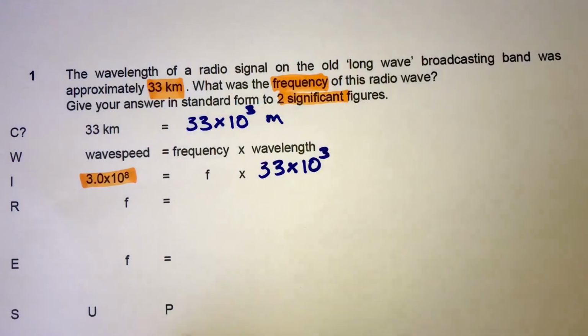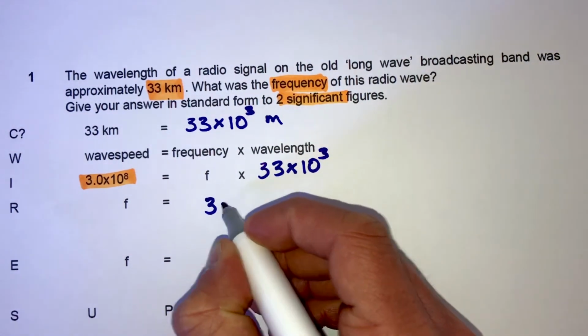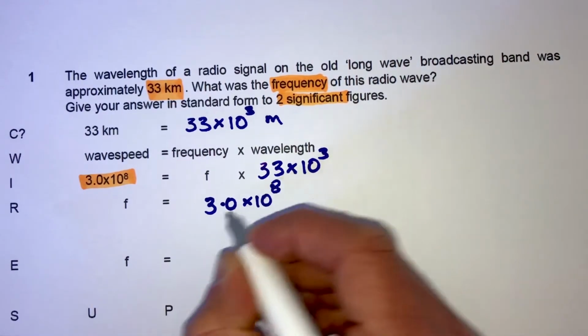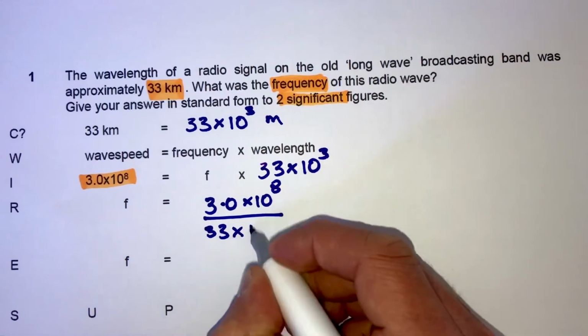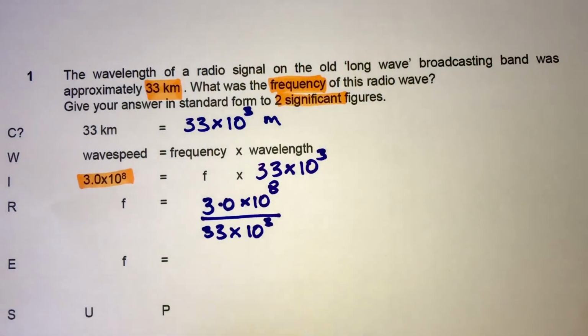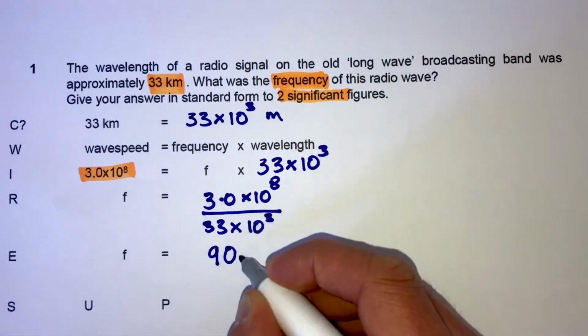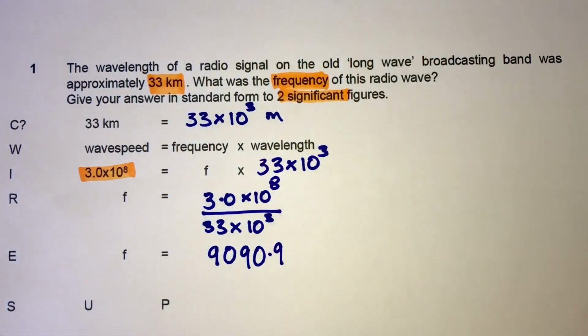R stands for rearrange, so we want to rearrange that to be 3.0 times 10 to the 8 divided by 33 times 10 to the 3 to give me my frequency. E stands for evaluate, so that's going to come out at 9090.9 if you plug that into your calculator.